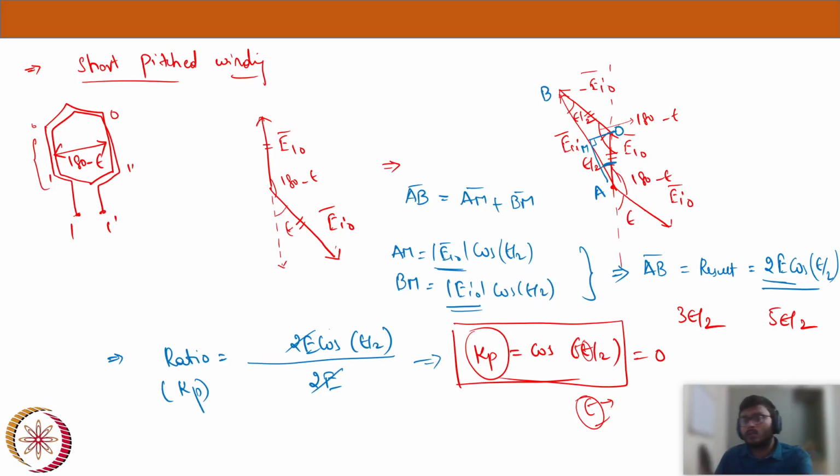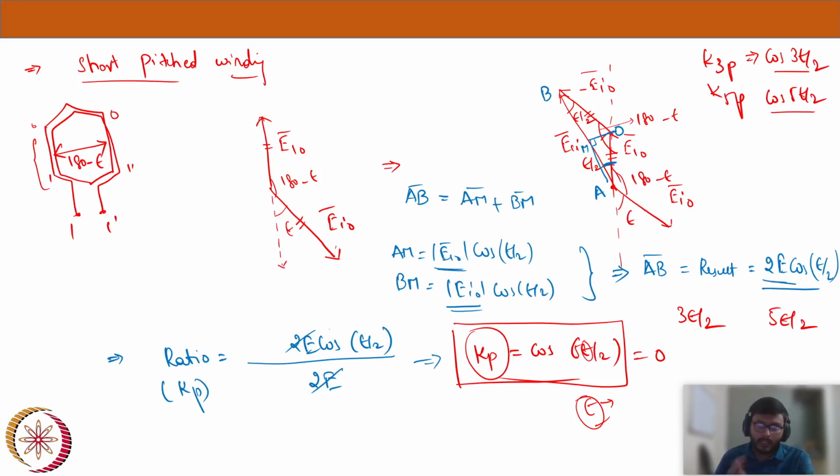Then I know that if I short pitch by this epsilon, I can eliminate that harmonic. So that's the reason we go for it. Let's say I will just write here K3P, K5P. This is the pitch factor for the third harmonic. If you want to eliminate it, the formula will be cos 3 epsilon by 2 and cos 5 epsilon by 2. Now equate these factors to 0 and find epsilon, and then you know that if you short pitch by that angle, you can eliminate that particular harmonic. That's the only reason we go for short pitched winding.